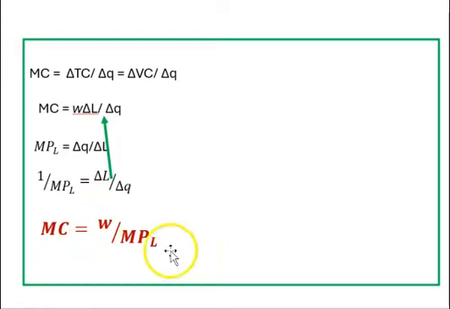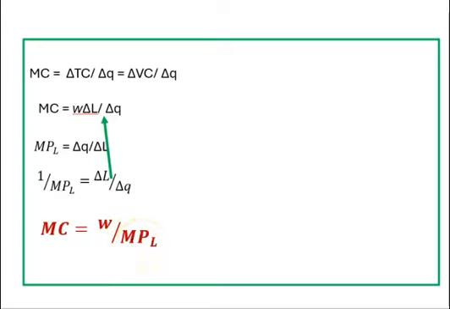All this equation here is saying is that when there is only one variable input, in this case being labor, the marginal cost is equal to the price of the input, in this case wages, the price of labor, divided by its marginal product.